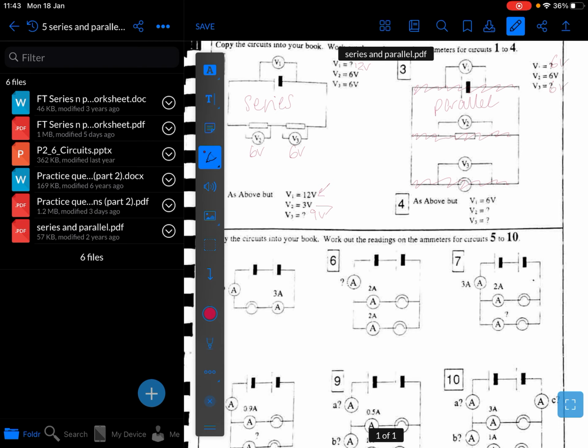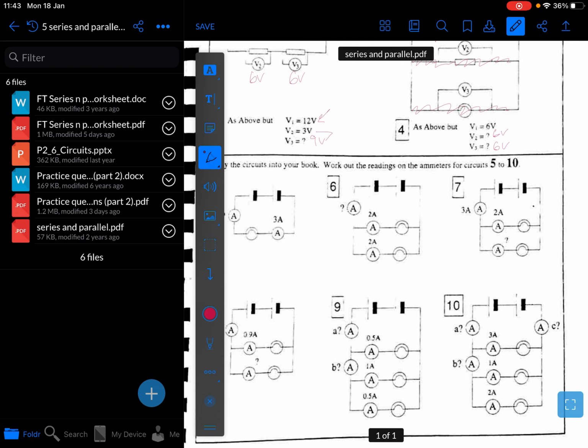As above for number 4, 6 volts, again, is the same. So it's got to be 6 volts and 6 volts. Okay, now let's look. We're looking at current this time. And this is, in number, I think that's 5, a series circuit.